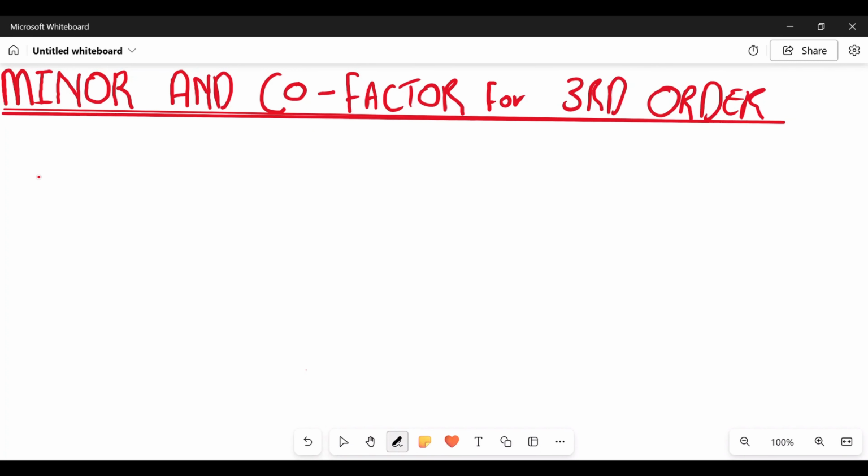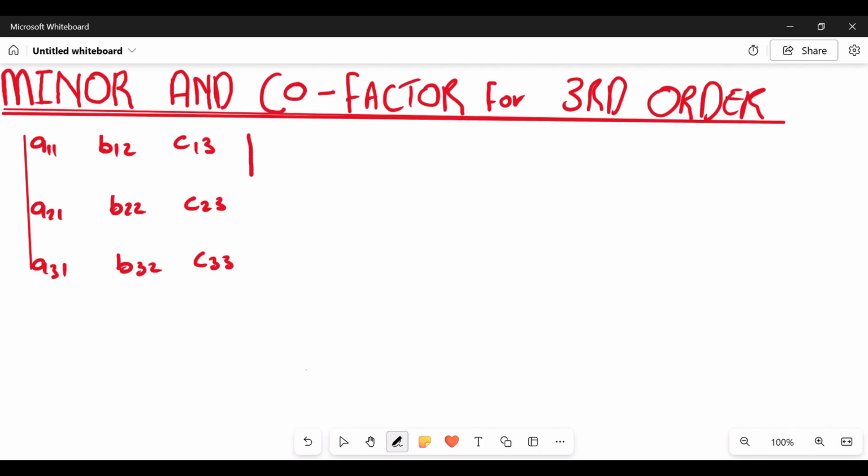Let's start with the square matrix for third order. It looks like this. You're going to have entries that are nine. Let's start with the first entry, let's call it A11. The second entry, let's call it B12. The third entry, let's call it C13. This is the first row. Now the second row, let's call it A21, B22, and C23. And then the last row, we're going to have A31, B32, and C33. Let's say this is our square matrix for the third order.